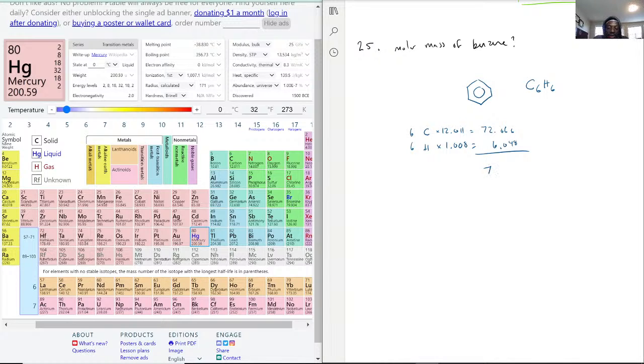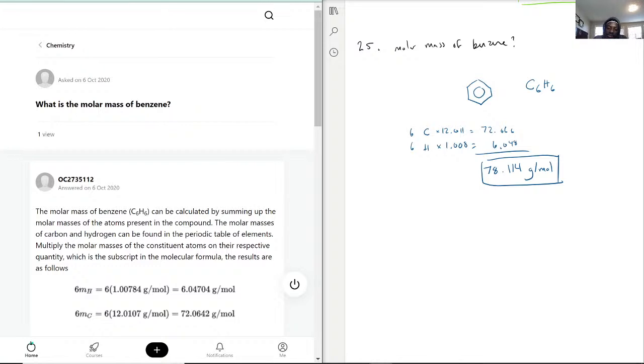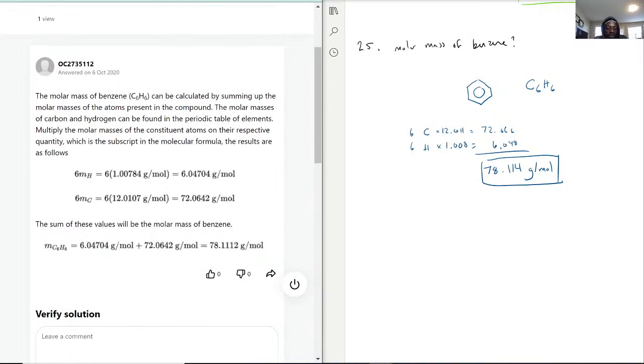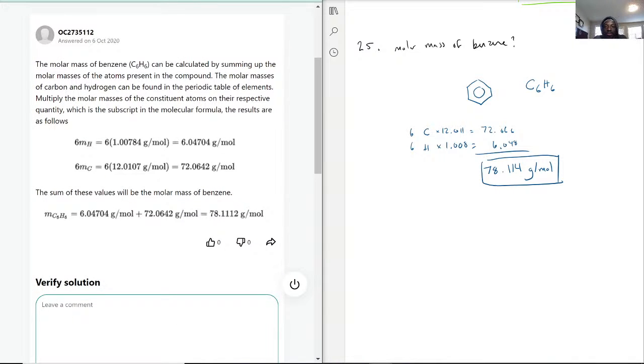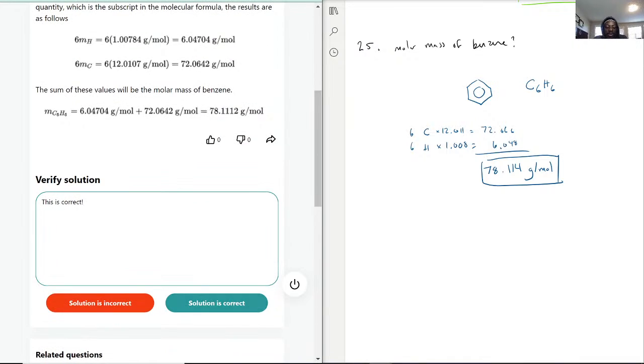So the molar mass of benzene is 78.114 grams per mole. Relatively straightforward. Just make sure that you recognize what benzene is. That's the hardest part of this question. And so we got it. Our answer is slightly different just because he has a periodic table he's referencing and I have my own. But other than that, this is correct because these numbers are fairly close to each other, meaning they have the correct amount of hydrogens and carbons.